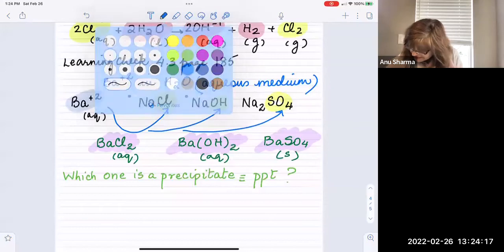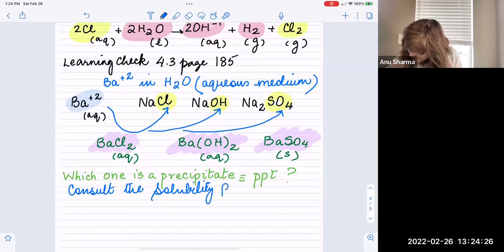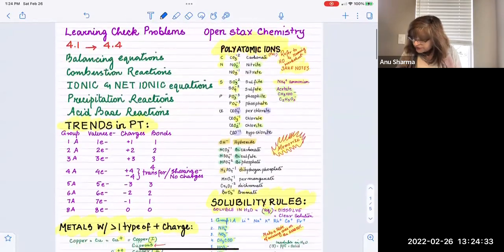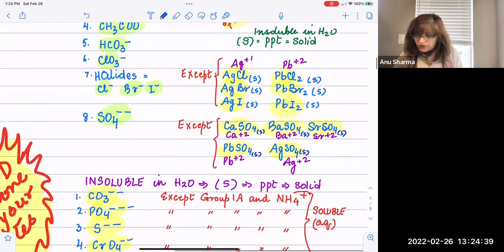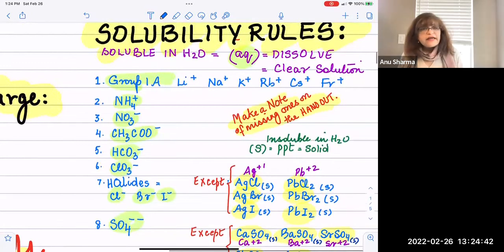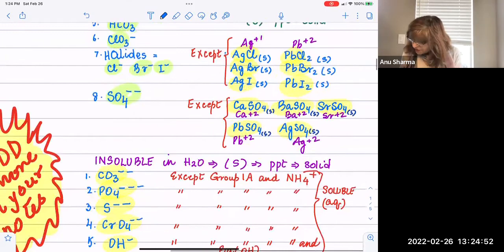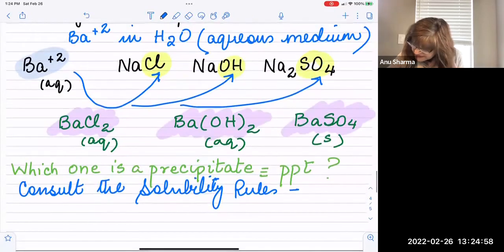You will consult or remember the solubility rules. According to the solubility rules, we see the chlorides, all chlorides, halides. All chlorides are soluble in water except silver chloride and PbCl2. Okay, so BaCl2 is going to be soluble in water. So with that said, you are going to write BaCl2 as aqueous, because it is soluble.